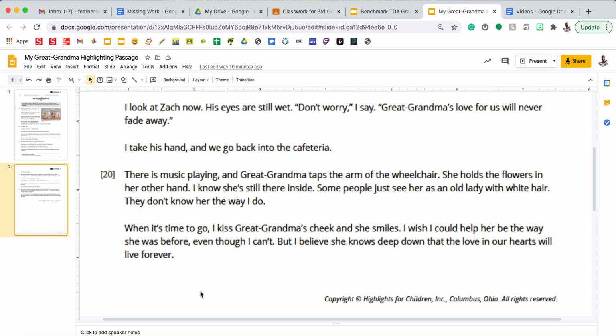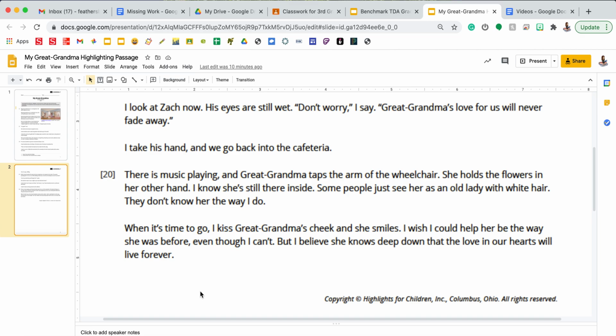I know she's still there inside. Some people just see her as an old lady with white hair. They don't know her the way I do. When it's time to go, I kiss Great Grandma's cheek and she smiles. I wish I could help her be the way she was before, even though I can't. But I believe she knows deep down that the love in our hearts will live forever.